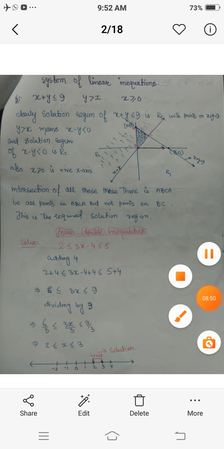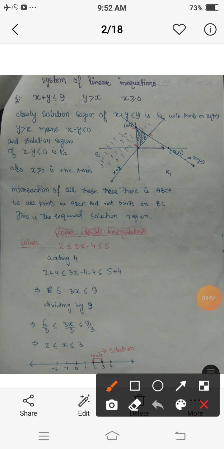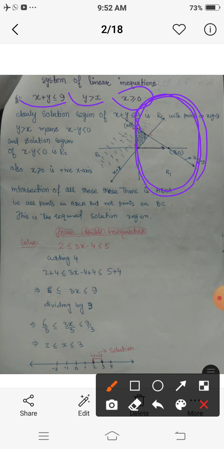Now question third is, we have to solve this system: x plus y less than or equal to 9, y greater than x, x greater than or equal to 0. Now x greater than or equal to 0 means this portion, because everywhere in this portion x is positive.